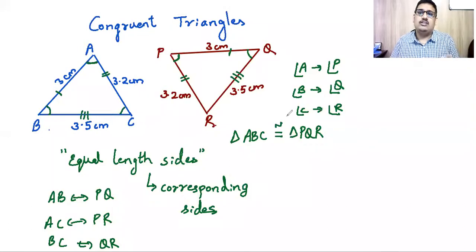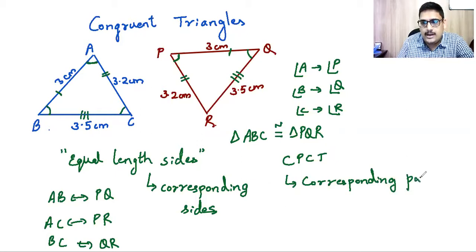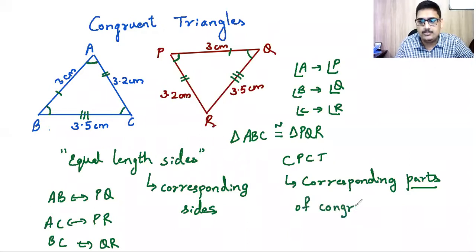Remember this. This is how you should identify the corresponding sides and the corresponding angles. That is why the word corresponding comes into the picture in congruent triangles. So here comes CPCT. What is CPCT? Corresponding. This is what we just identified. Corresponding parts. What parts did we consider here? We talked about sides and angles. Those are the two parts we are talking about in this case. So, corresponding parts of congruent triangles.